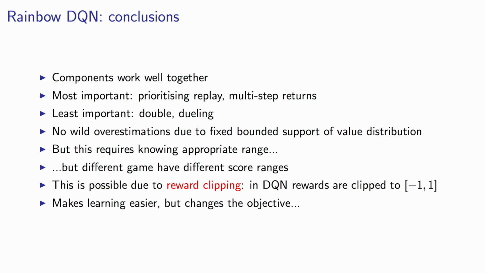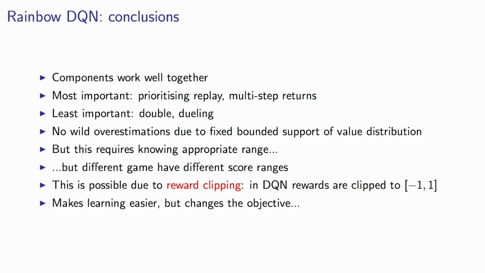And in this setting, the least important were double and dueling, which was maybe a little bit surprising because both of these gave a huge boost in performance when they were first proposed. But one way to explain that is to look at the full system. What is it actually doing? In this case, there's actually no way to wildly overestimate your values because we're doing this distributional RL, which means that we have a fixed support. And in this case, the support was, like I said, between -10 and 10. So you can literally not represent values that are higher than 10.